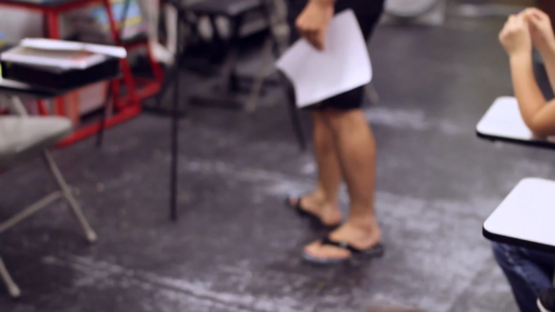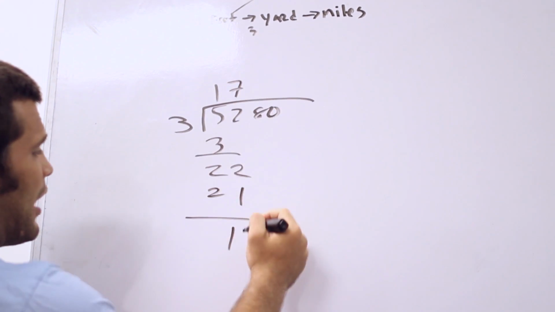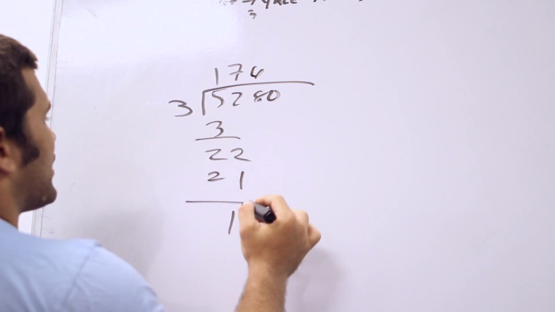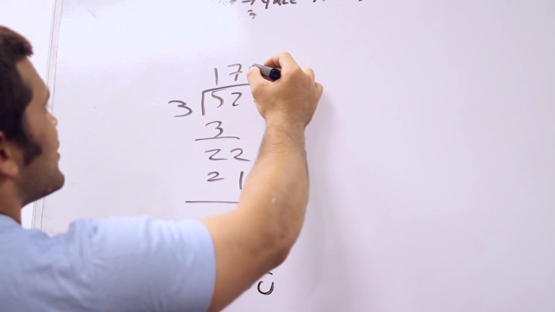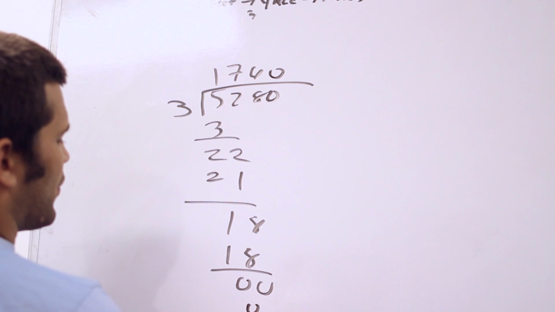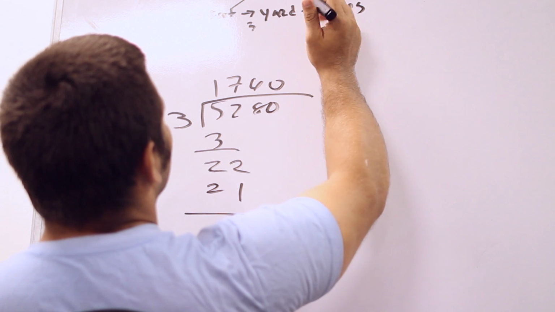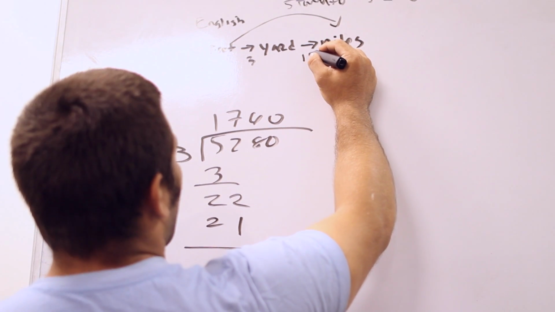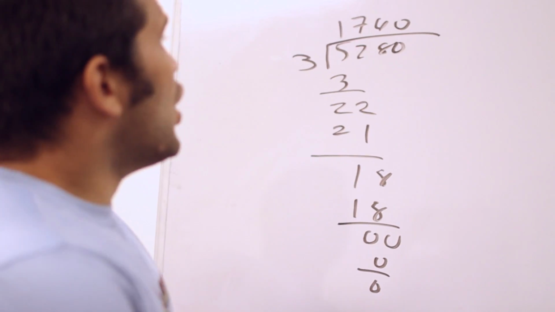3 times 5 is what? 1. Minus 3 equals 2. Raise your hand. What do we do now? We bring down 2. Then what do we multiply? 3 times what? 7. 21. What do we get next? 1. What do we bring down? 8. 3 times what? 6. 3 times 6 equals 18. 0. What do we bring down? 0. So how many yards to a mile? 1,760. Okay?